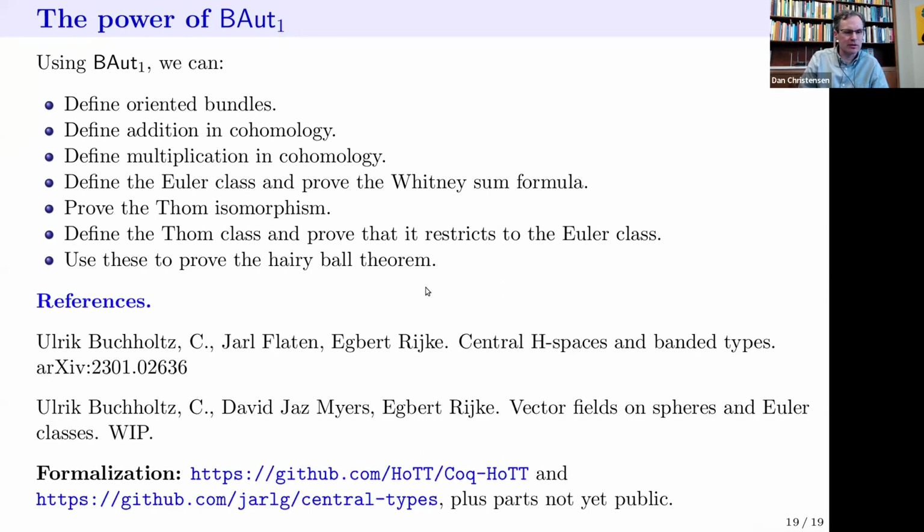And then I'll just repeat the references. I'll quickly mention that some parts are pushed to the COC library. A lot of the material on central types is still in this public repository. And almost everything else I talked about is formalized using the COC library, but it's currently not yet public. I just need to polish it up a little bit more before I'm comfortable releasing it, but I'll be doing that as soon as I can. Thank you very much.